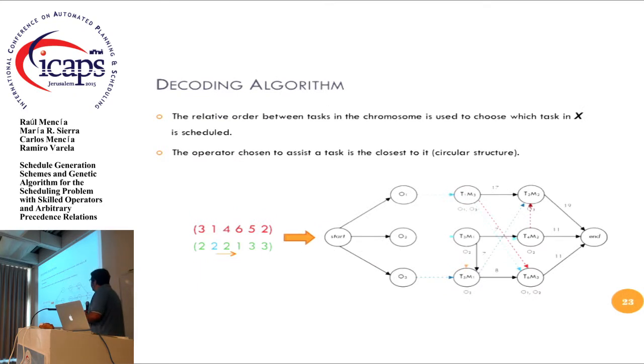And then for operators, we have the operator sequence, which is a permutation with repetition. Here, in the decoding algorithm, when in a given iteration we have the set of options X and we have to decide which option we are going to schedule next, we decide by looking at the chromosome. We are going to choose the leftmost. And for the operator, we're going to choose the one that is closest to it. For instance, in the case that the operator closest to the task is not skilled to assist it, like in this case, as you can see, task one can only be assisted by operator one and operator three. But here we have the closest operator, operator two. So we look in a circular way for the operator that is skilled to assist it and that is closest to it. In this case, it would be one. So task one is assisted by operator one.